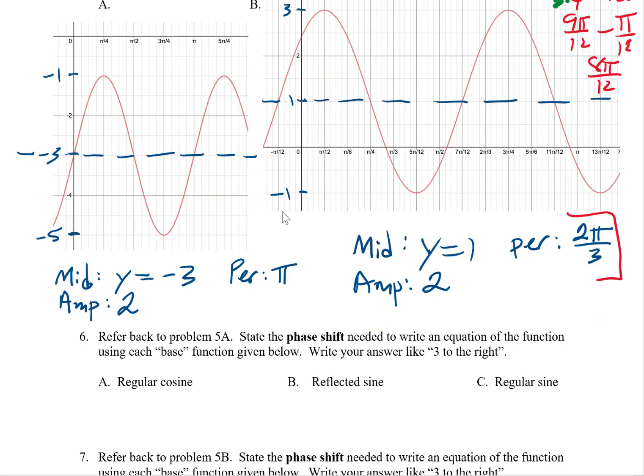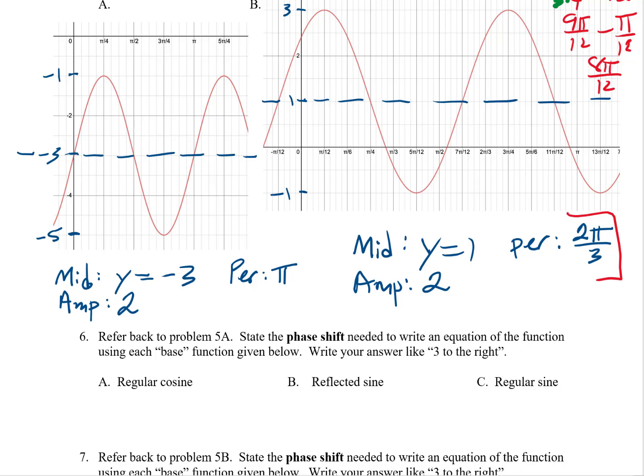In problem number 6, we want to look back at this first graph from number 5, and we want to say what the phase shift would need to be if we were trying to write an equation for this graph using each of these basic shapes. So part A says regular cosine. The key is I need to find that basic regular cosine graph in my picture.